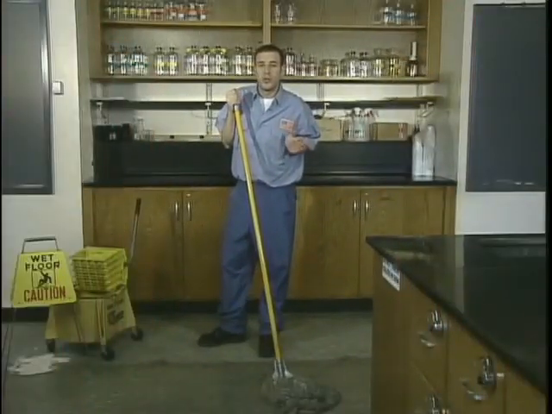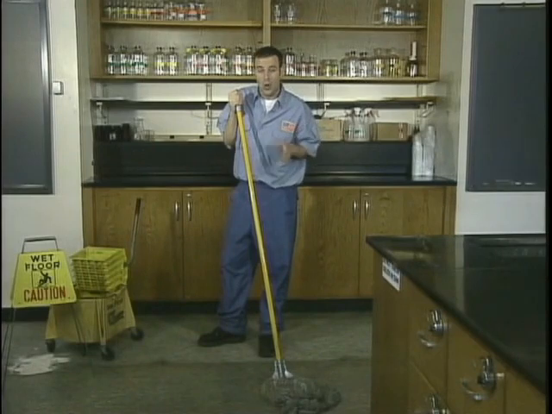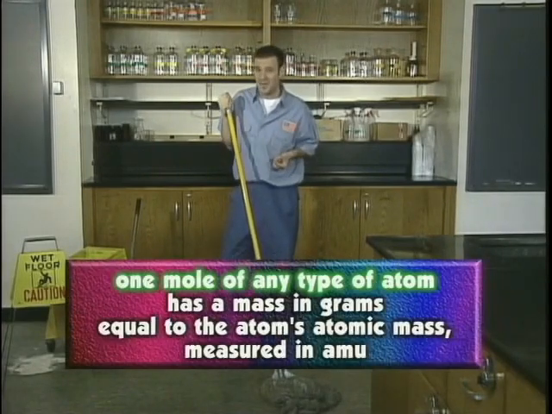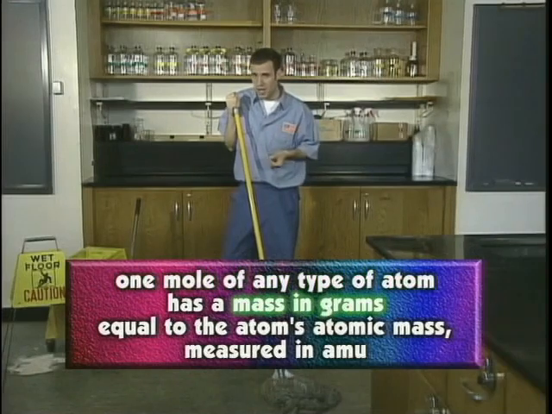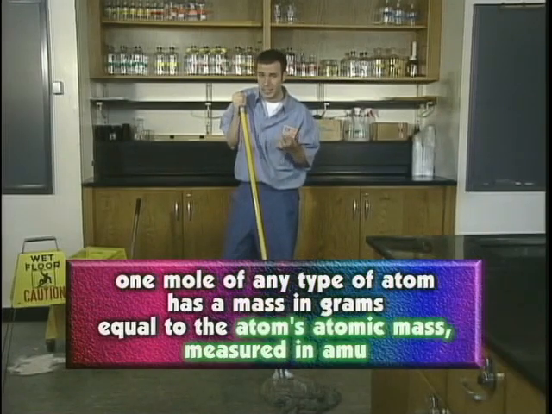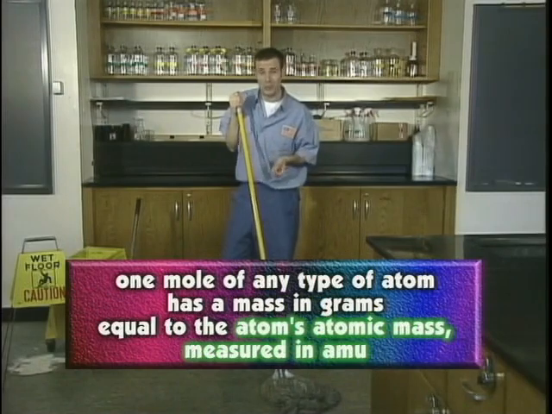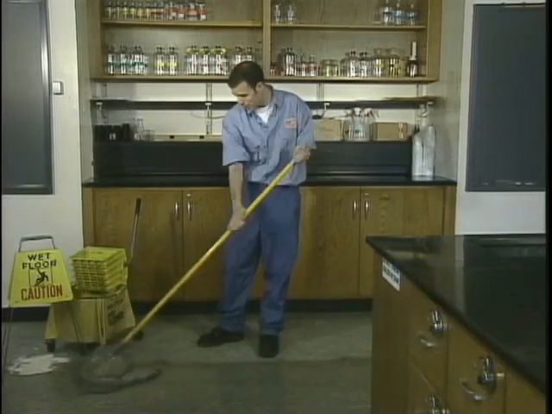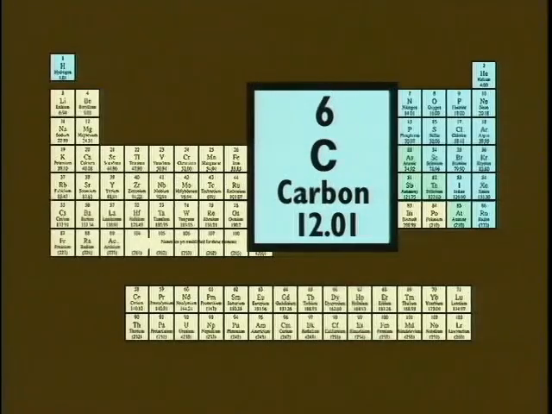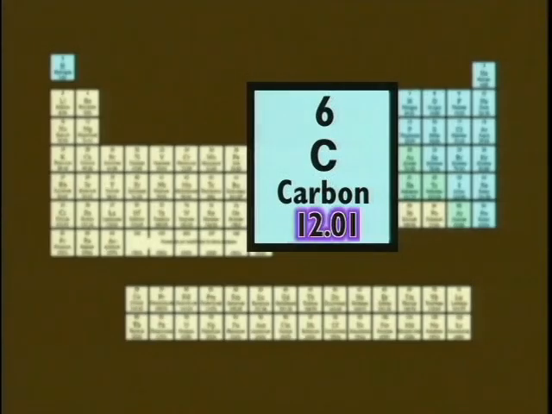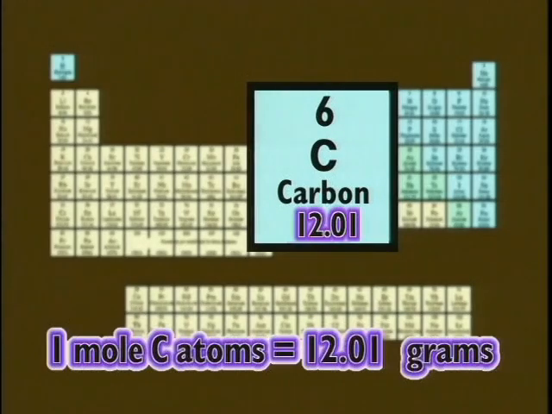And here's another cool thing about moles, right? 1 mole of any type of atom has a mass in grams equal to the atom's atomic mass measured in AMUs. Pretty cool. When you look up the atomic mass of carbon in the periodic table and see that its atomic mass is 12.01 AMUs, you know instantly that 1 mole of carbon atoms weighs 12.01 grams.